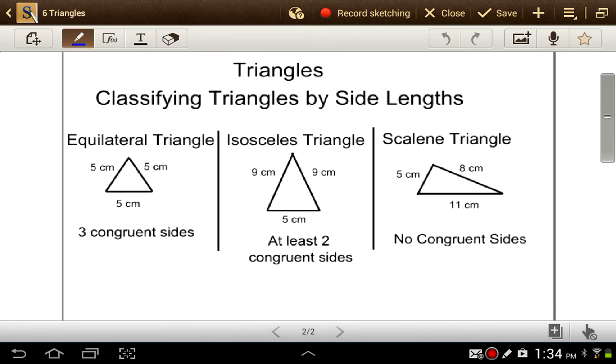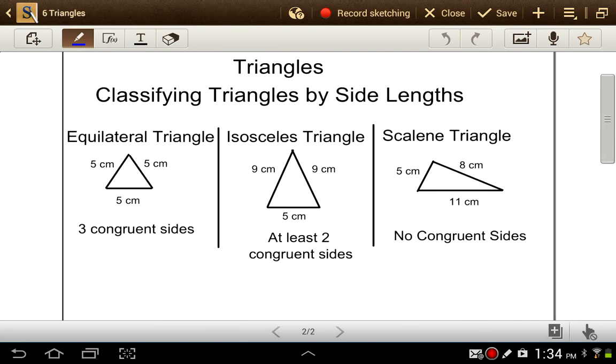And then on the next slide, I'm going to talk about classifying triangles by side lengths. And to classify triangles by side lengths, I want to look at the length of each side. Okay? If I have an equilateral triangle, that means I have three congruent sides. All three sides are the same length. And you can see I have 5, 5, and 5. They're all the same length. That makes it a congruent, or an equilateral triangle.